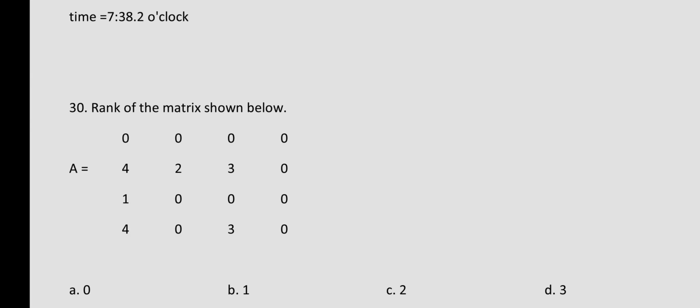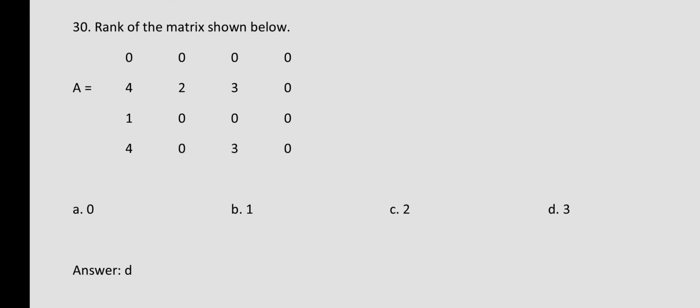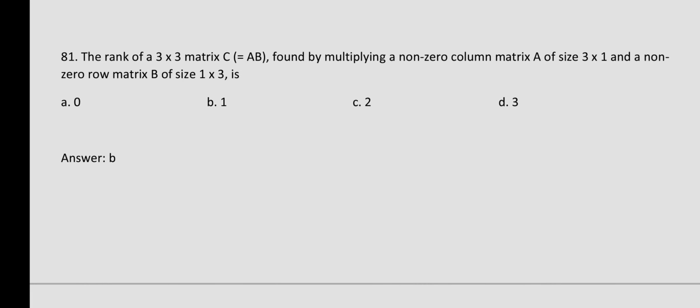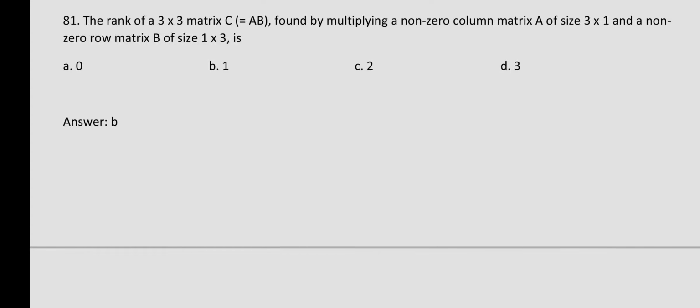Next, number 80. Ba't number 80? Number 81 na syempre. Napahalo. O, number 81, the rank of a 3x3 matrix C is equals to AB, found by multiplying a non-zero column matrix A of size 3x1 and a non-zero row matrix B of size 1x3 is blank. Letter B, ang sagot dyan. Pag nakita mo yung tanong na sa board exam, letter B, 1.